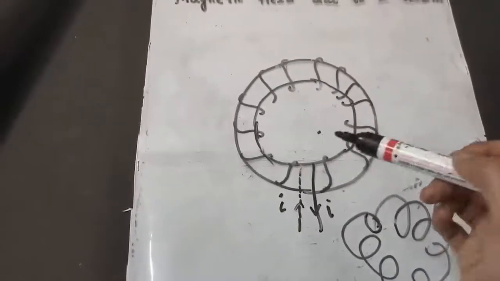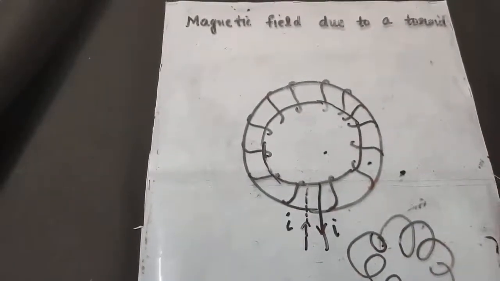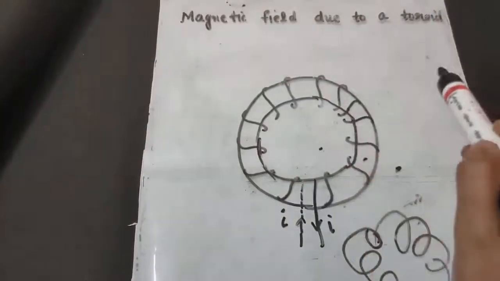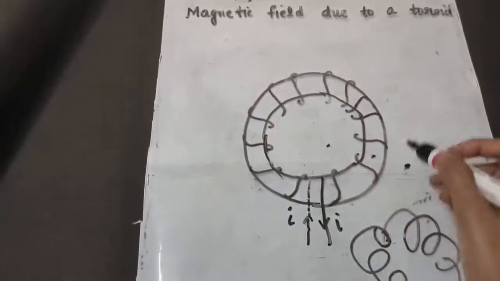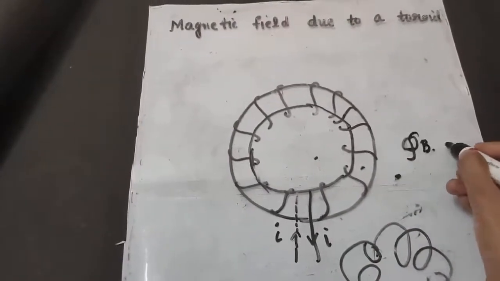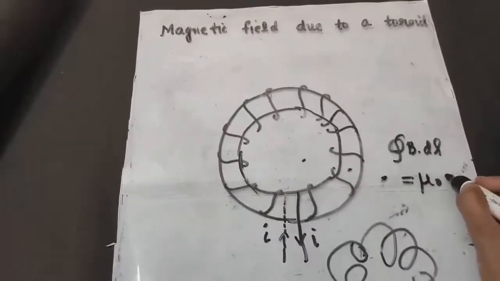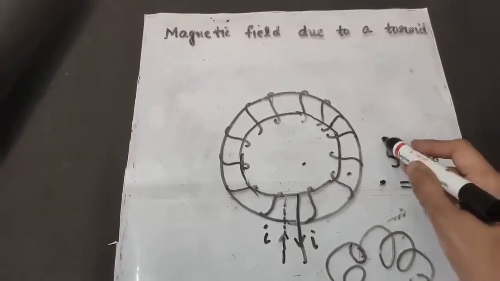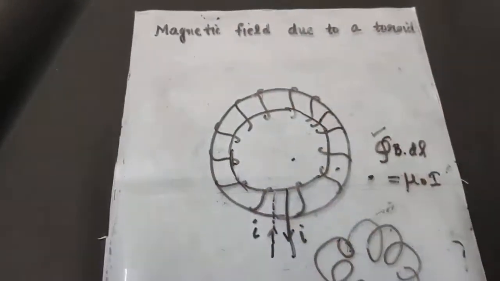Okay, then let's see how we calculate the magnetic field due to the toroid. We use Ampere's circuital law to find this magnetic field. Actually, it is the application of Ampere's circuital law. What is Ampere's circuital law? The line integral of the magnetic field around any closed loop is equal to mu0 times the total current flowing through that loop. We are going to use this law to find the magnetic field due to a toroid.